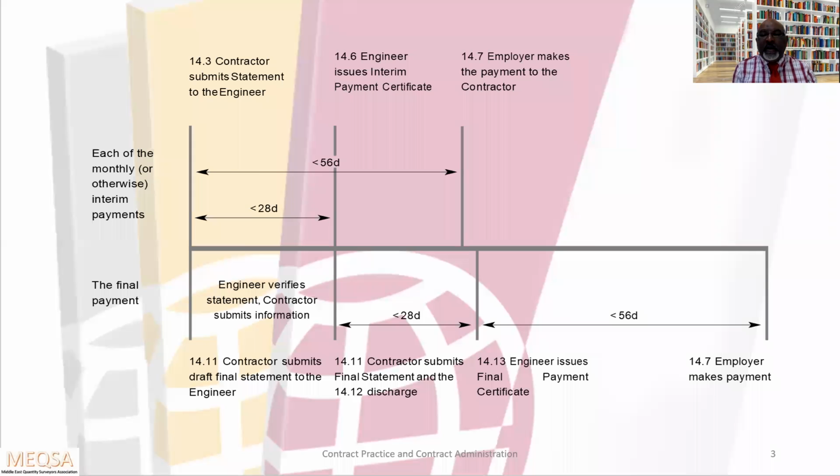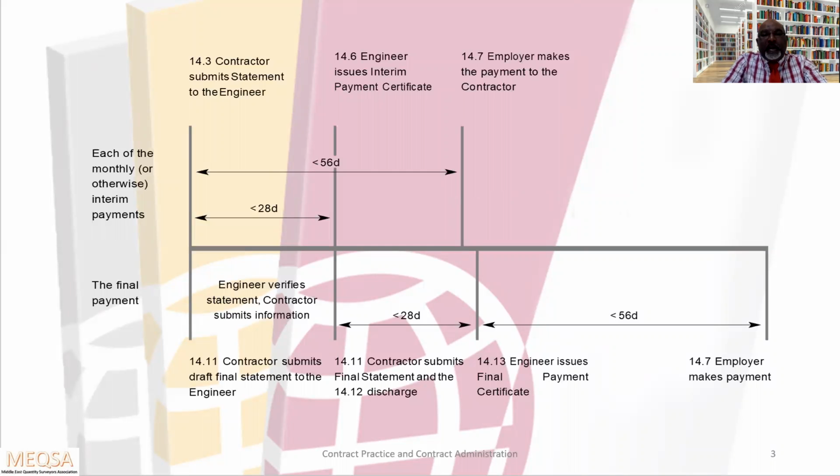Then the engineer issues the final payment certificate to the employer. So the employer will have another 56 days. Total duration is 112 days. From submission to employer making payment, total is 112 days. 56 here, 28 plus another 28. The interim payment is total 28 plus 28, total 56. So everything is commencing from the contractor submission date.